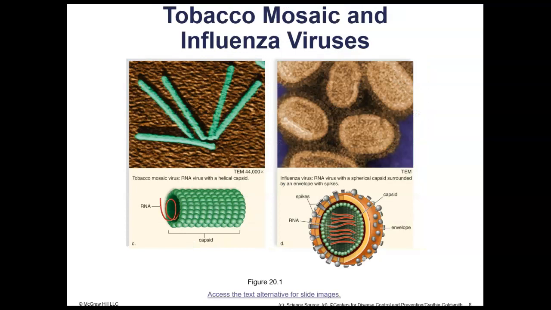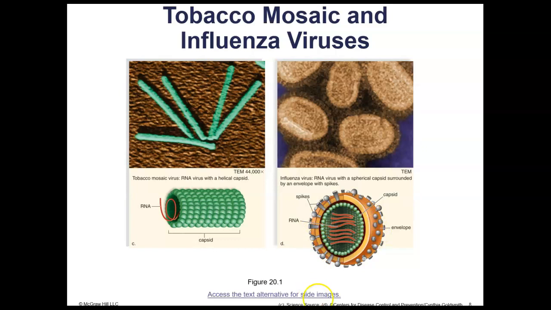And then on slide 8, you see an image of tobacco mosaic virus, which is an RNA virus surrounded by a helical capsid. And then we have the influenza virus, which causes the flu. And it is an RNA virus, as you can see. The RNA is surrounded by a capsid, that's the part here in green. And then outside the capsid is an envelope, and that envelope is composed of phospholipids.